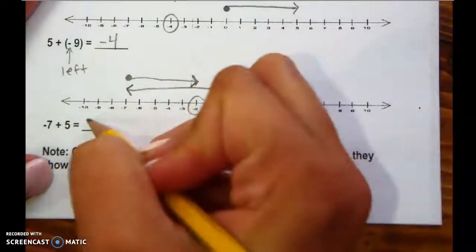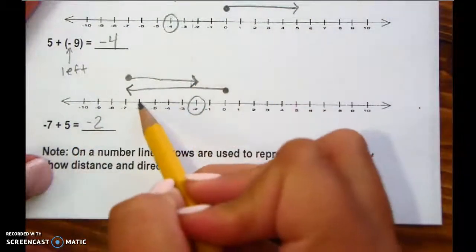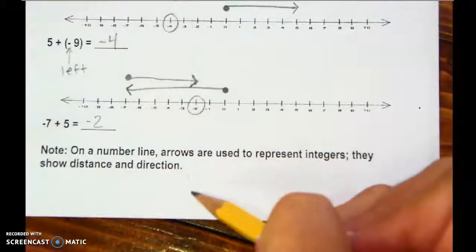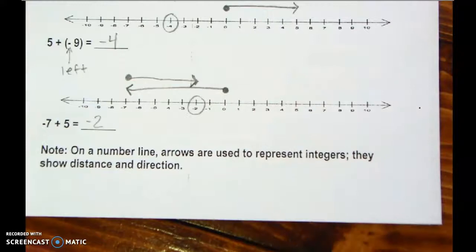So my answer is -2. And you can count again. 1, 2, 3, 4, 5. -2. And that is how you model integer addition using a number line.